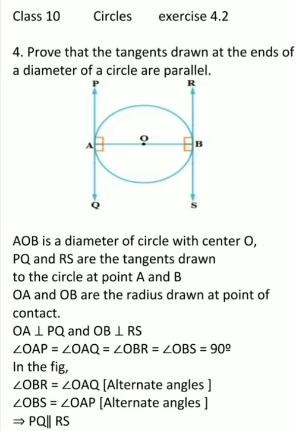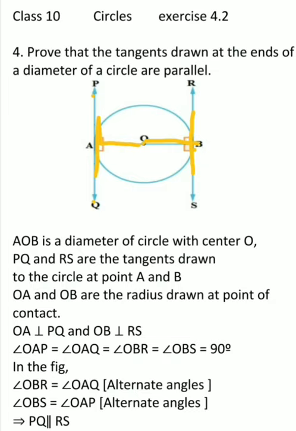See, fourth question. Prove that tangents drawn at the end of a diameter of a circle are parallel. AOP is the diameter of the circle with the center O. PQ and RS are the tangents drawn to the circle at the points A and B. Now, OA and OB are radii drawn at the points of contact. Then clearly we can write OA is perpendicular to PQ, OB is perpendicular to RS.